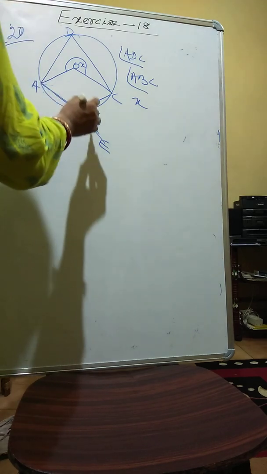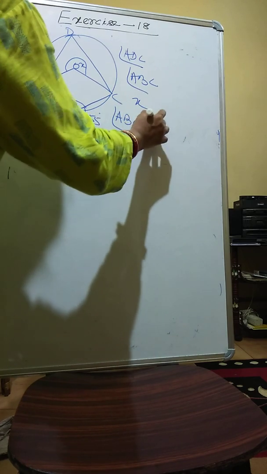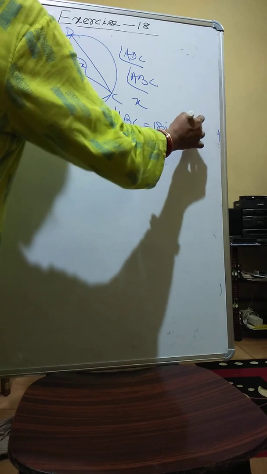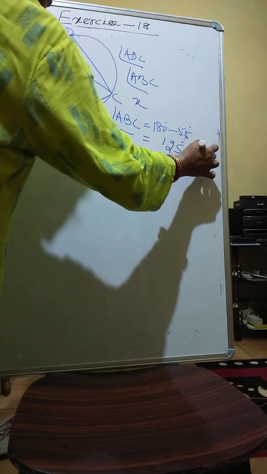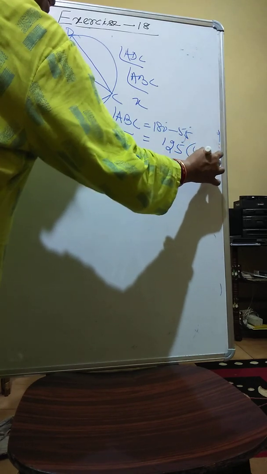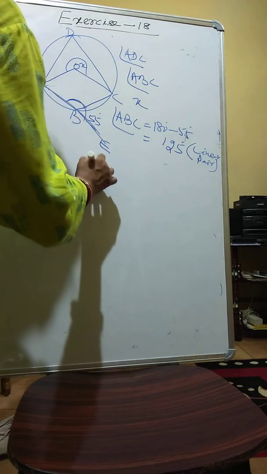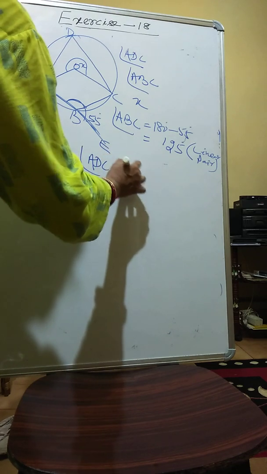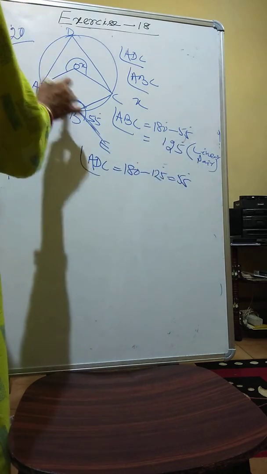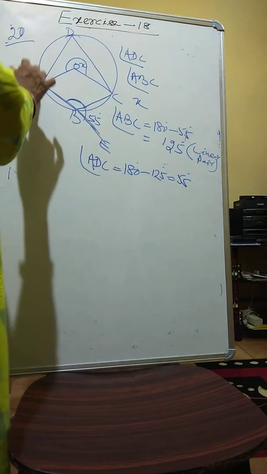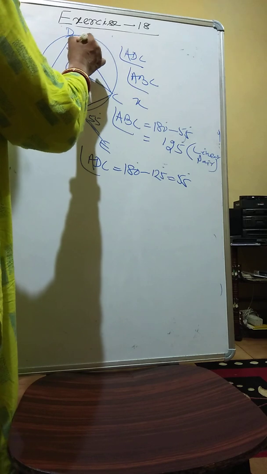Now children, you see that this is 55. I can write ABC equal to 180 minus 55, 125 degrees. Why? Linear pair property. This I got. Now children, I can write ADC is equal to 180 minus 125, 55 degrees. Why? You see that 1, 2, 3, 4, they are on the circumference. It is a cyclic quadrilateral. Hence, I will write ADC is equal to 55.